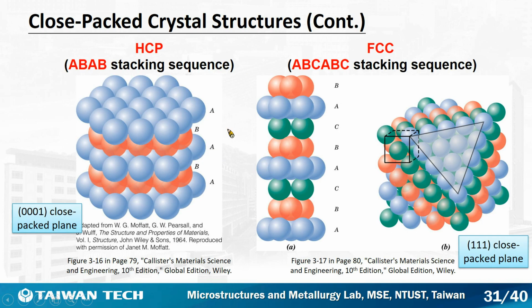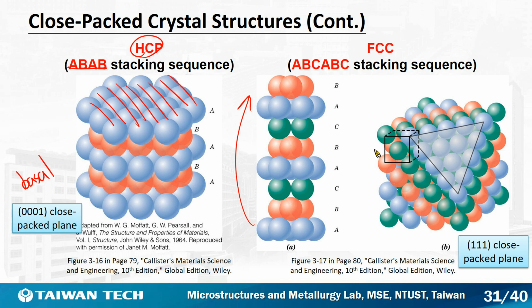And you can see the 3D structure here for HCP, AB, AB stacking. And this is the close-packed plane, which should be 0001 for HCP. This is what we call the basal plane. And for FCC, it's an ABC, ABC stacking sequence, like this. So you can also view it from this direction, and this close-packed plane is 111.